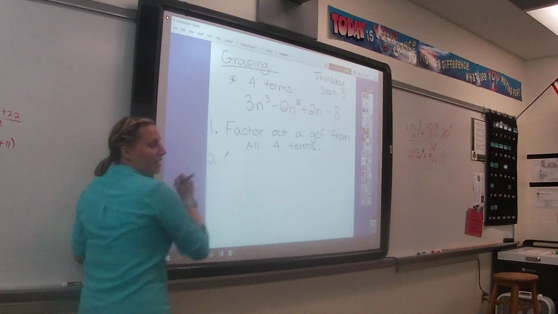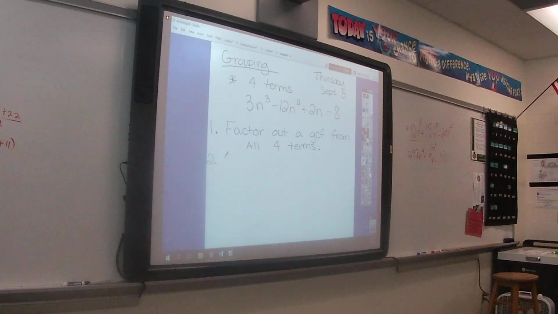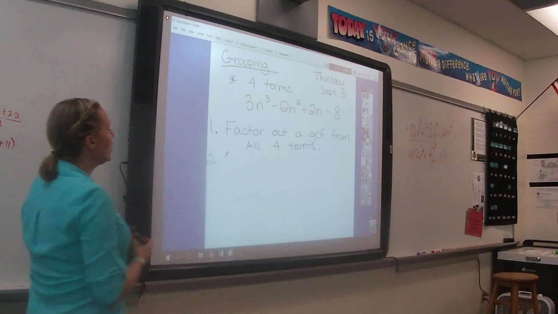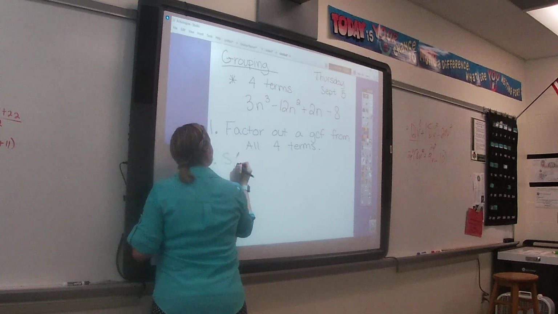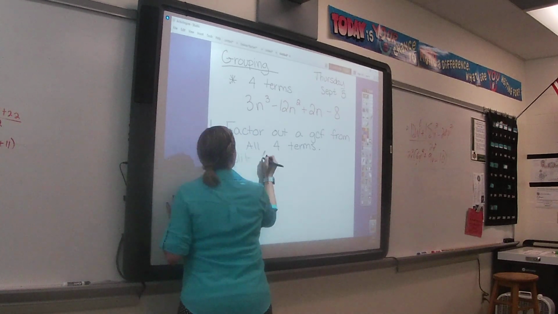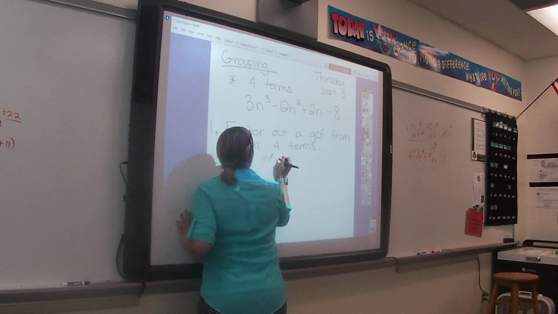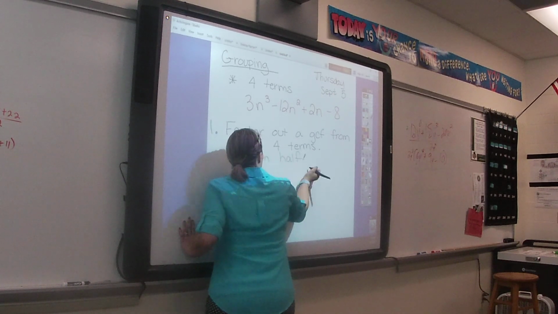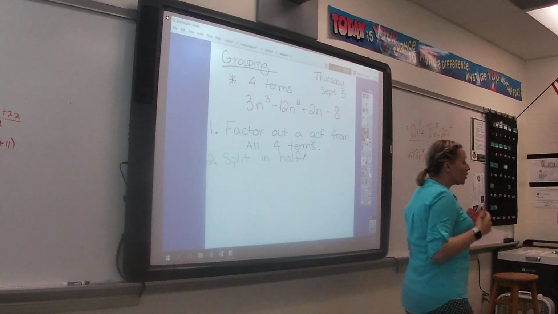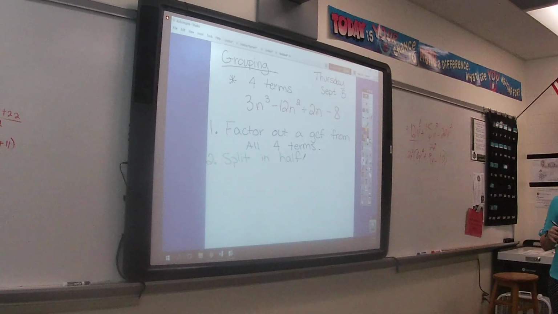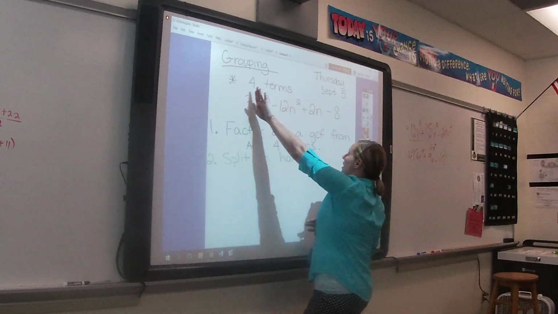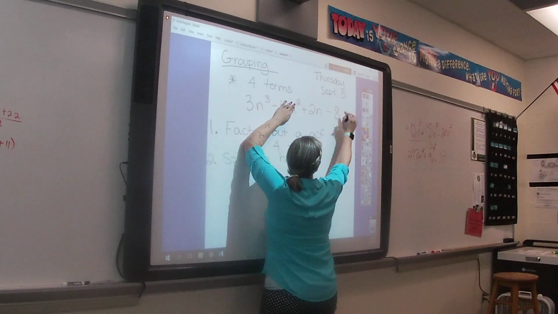Step 2, we are going to skip that step all day today. Step 2 says to split the problem in half. Literally this is 4 terms, and half of 4 is 2, so we are just chopping this in half. We're going to put 2 terms on the left-hand side and 2 terms on the right-hand side.